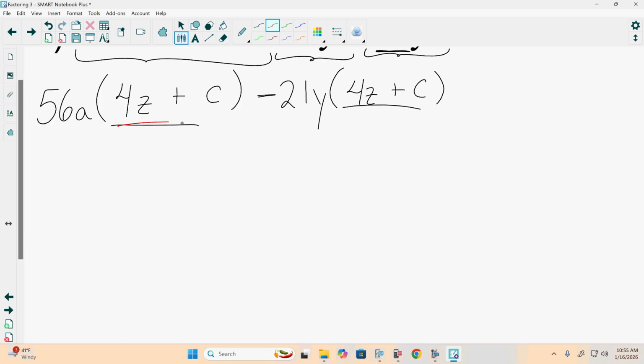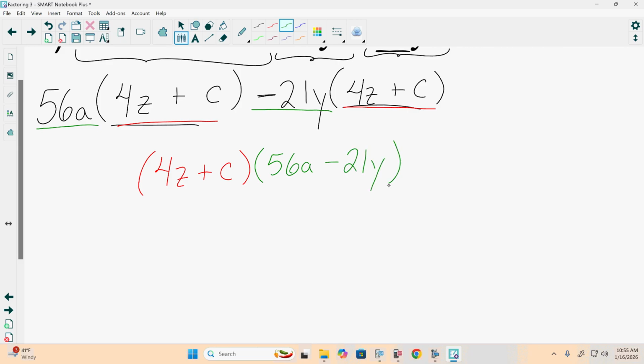But now that we've done this, what's inside the parentheses is the same. So we can factor 4Z plus C out. And what that leaves us with for the first term is 56A, and for our second term, minus 21Y. And we can call this the final answer as long as nothing reduces.